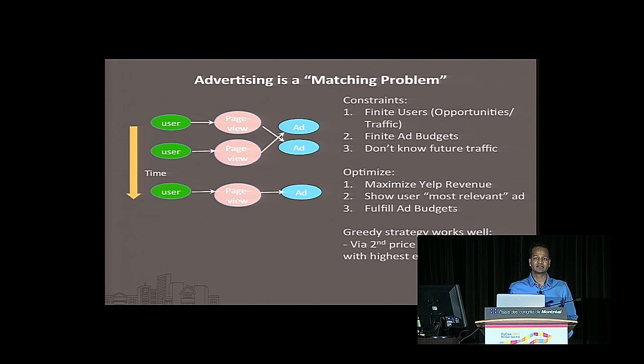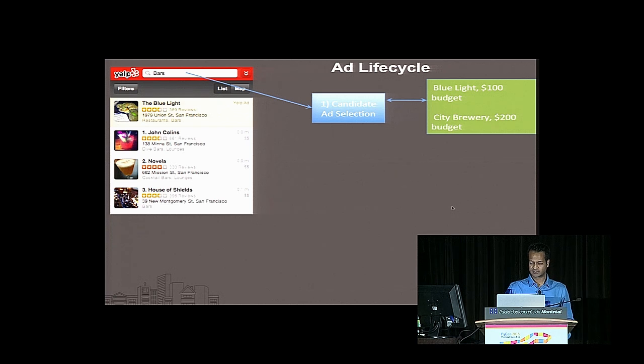So it turns out that the greedy strategy works out pretty well. So we do a second price auction in which we select the ad which maximizes the revenue, as I will show you in the next few slides.